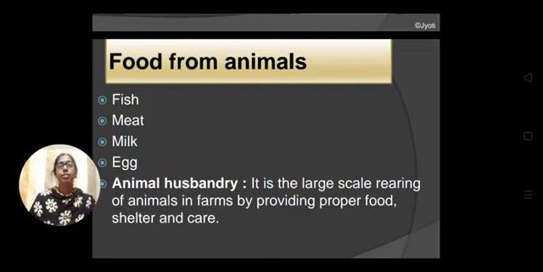You know that rearing of fish in a pond is known as pisciculture. Similarly, meat we get from goat, sheep, cow. So they are used for meat as well as milk. Then for egg, we rear poultry. But to get better quality food and a sufficient amount of such food, we also have to take care of these animals who are giving these products.